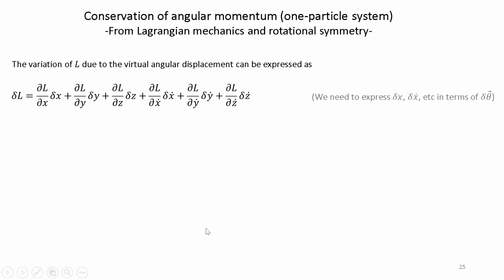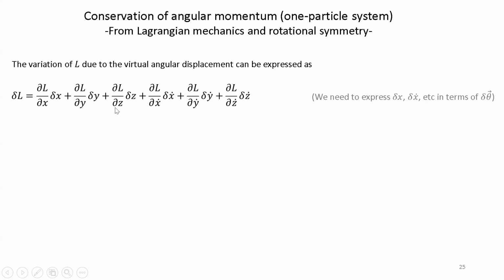By the formula of the total differential, delta L will have to be given by the sum of all these terms. What is the difference between this case and the case last time? In the last lecture, I don't have the last three terms, because in that case the virtual linear displacement does not give rise to a change in x dot, y dot, and z dot. But here it's not the case. We need to consider all six of them. But again, this is nothing but just the formula of the total differential.